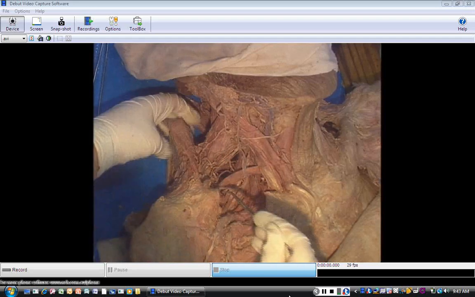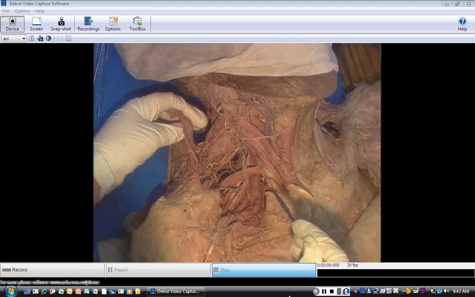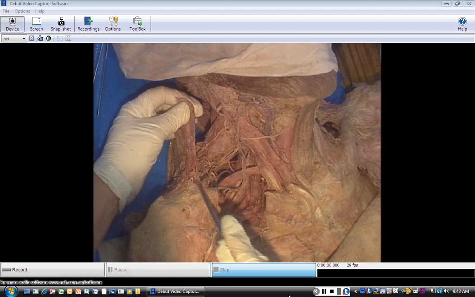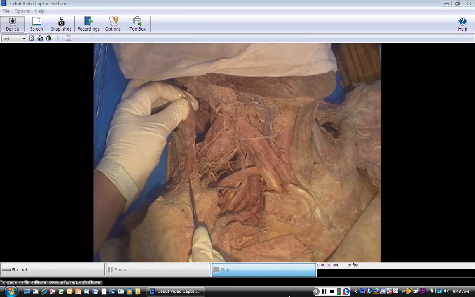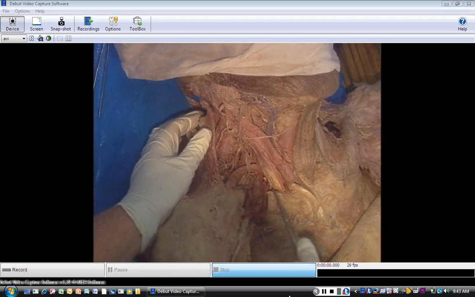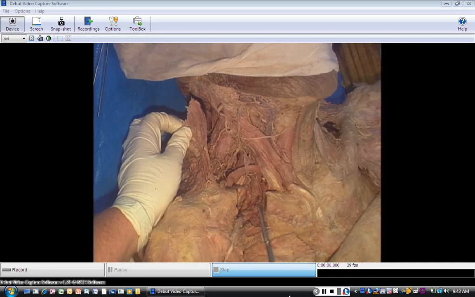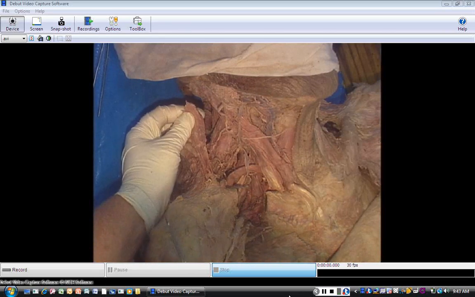This is the trapezius that I'm holding. It's been reflected, and part of it is not complete. But the anterior border of the trapezius makes the posterior border, and then the base of the triangle is formed by the middle third of the clavicle, which has been removed. These are the cut ends of the clavicle, and the middle third of the clavicle has been removed.